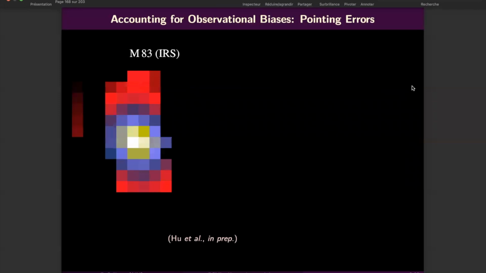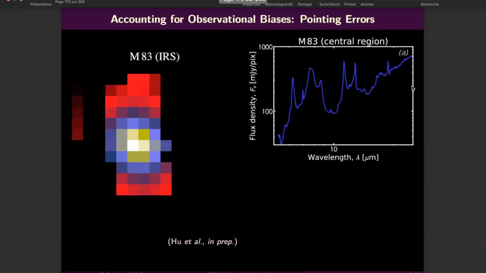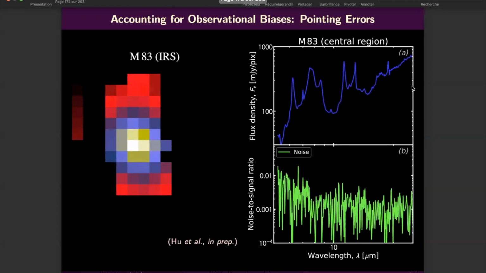So those are data from the Dongling Hu's project. And so you see here we have a spectral map. This is a map of the galaxy M83 obtained with the Spitzer IRS telescope. So we have one spectrum for each pixel in this map. You see, for example, for the central pixel, you have one spectrum. We have one noise distribution corresponding to the different steps that I just showed you before, the propagation through convolution and reprojection.